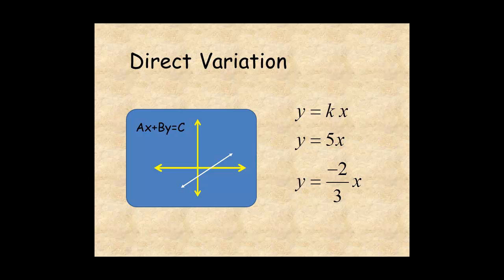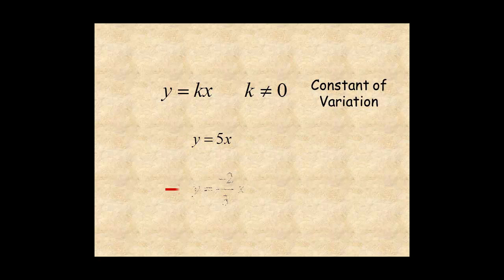This lesson helps you understand direct variation. A relationship represented by the function y equals kx is a direct variation, where k is the constant of variation, and k can be any real number except 0. Examples of direct variation would be y equals 5x and y equals negative 2/3 x. When x and y are related as a direct variation, we say y varies directly with x.